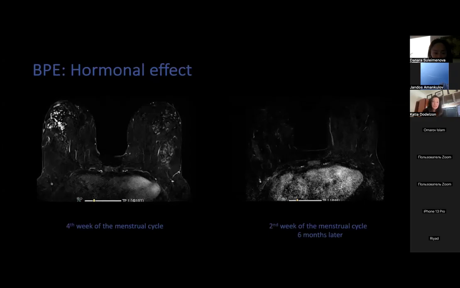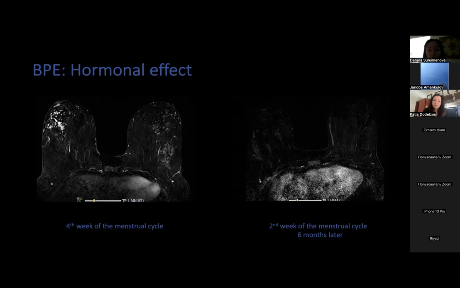So this is an example of the hormonal effect of background parenchymal enhancement. This was a woman who came in for a regular MRI, and happened to be during the 4th week of her menstrual cycle. You see enhancement in both breasts. It was thought to be asymmetric on the right side, so a little more on the right side. So this was questioned as potentially being clumped non-mass enhancement, but still thought, because of the similar morphology, to look very similar to the other side.